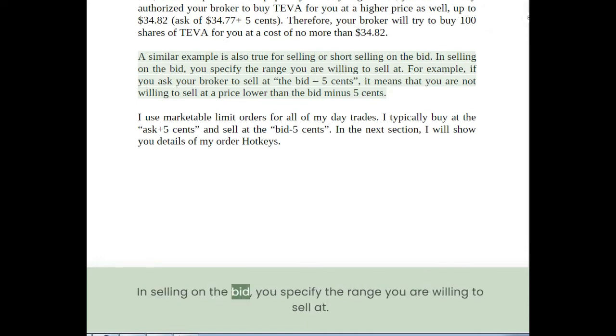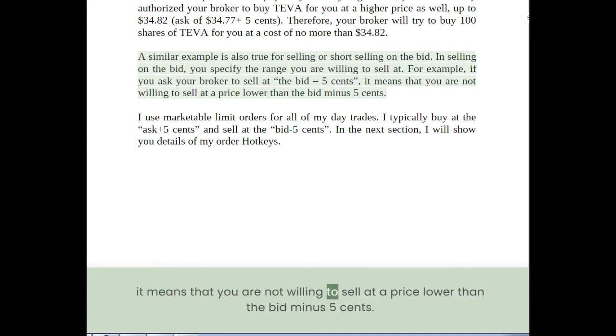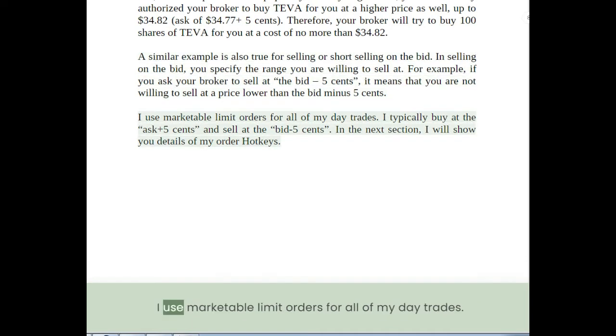In selling on the bid, you specify the range you are willing to sell at. For example, if you ask your broker to sell at the bid minus 5 cents, it means that you are not willing to sell at a price lower than the bid minus 5 cents. I use marketable limit orders for all of my day trades. I typically buy at the ask plus 5 cents and sell at the bid minus 5 cents. In the next section, I will show you details of my order hotkeys.